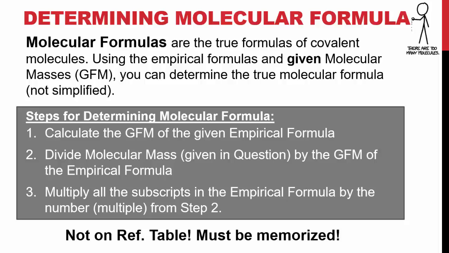The first step is to calculate the gram formula mass of the given empirical formula. You then take the molecular mass, which is always given to you in the question, and divide it as the numerator by the GFM of the empirical formula. You will then get an answer. That answer we call the multiple, and you will use the multiple to multiply all the subscripts in the empirical formula by that number. What does this mean? Let's show you some examples right now.